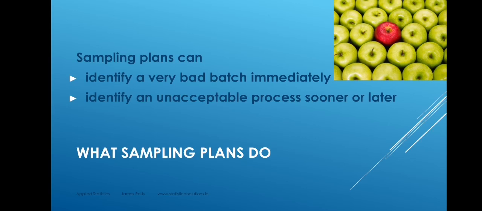One thing that sampling plans cannot do for us is guarantee a correct decision in any one case. We cannot be certain that the decision made on any single batch is the correct decision because we're basing our decision on a sample, not on a census of all of the items in that batch.